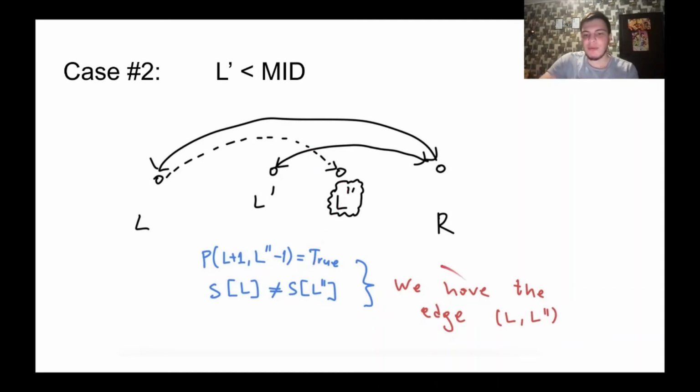So in a way, we will either have an edge from L to L prime, or our assumption that L is equal to L prime would have been wrong. We can assume that L isn't equal to L prime, because if this were the case, we would get a contradiction. And basically we just proved that our graph is a Chordal graph.